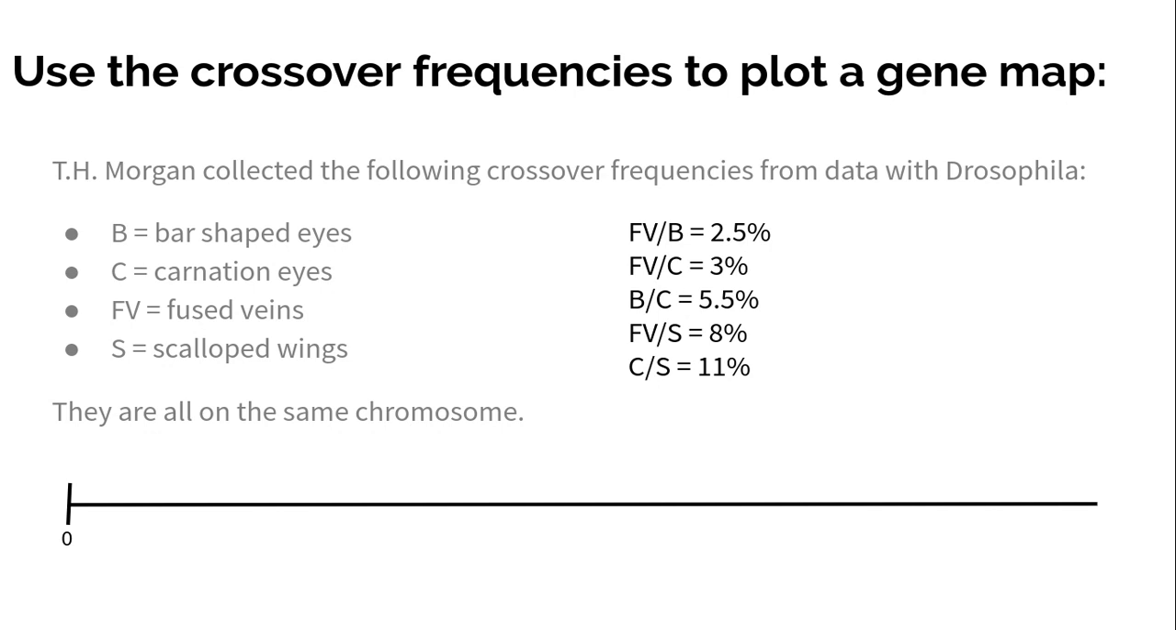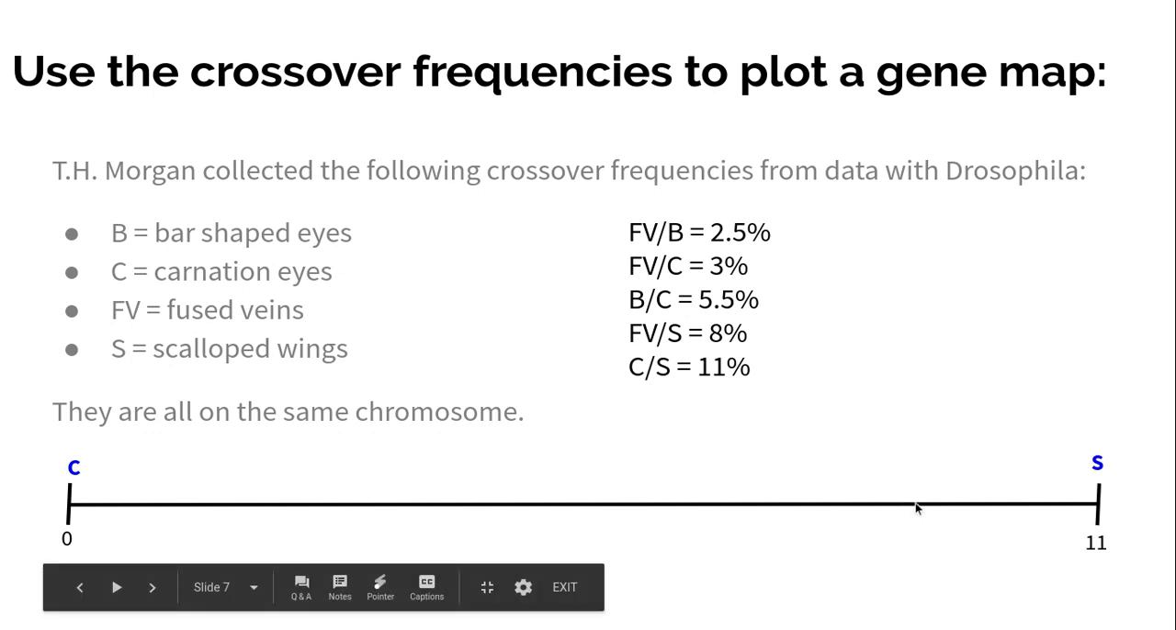So again, we're going to start with 0 and what we think is our largest number, which is 11. Again, sometimes it ends up not working out perfectly and you have stuff outside, but that is very rare. Okay. Next, I figured out that my furthest ones are the carnation eyes and the scalloped wings. So carnation is 0, scalloped is 11. I now need to start plotting everything in between. So cross that off my list.